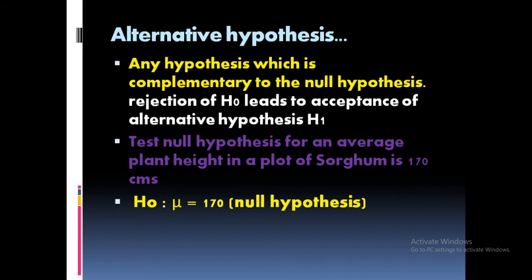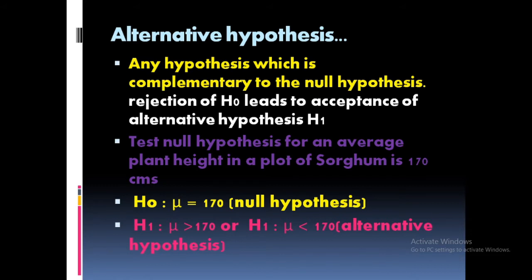That is the null hypothesis. It means our population mean and sample mean are all equal. That is a plot of sorghum having an average height of 170 centimeters. That is our null hypothesis. Its average height is 170 centimeters. Understood? Now, how will you interpret this? H1 is equivalent to the sample mean greater than 170. That is H1.